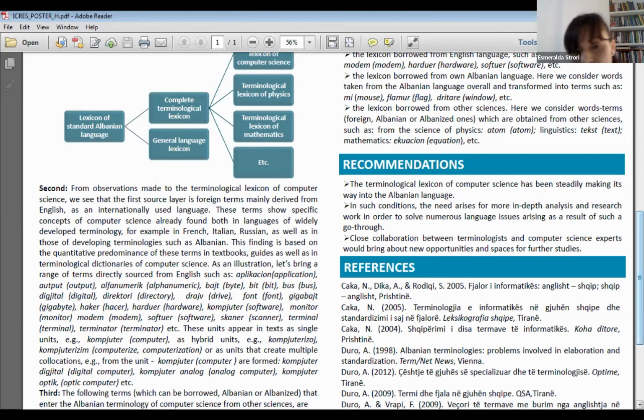the terms are both in Albanian and in English. Application is in Albanian, application is in English. Output, alphanumeric, byte, bit, directory, drive, font, hacker, etc. These units appear in texts as single units, for example computer, as hybrid units, for example computerized, computerization, or as units that create multiple collocations. For example, from computer, we formed digital computer or analog computer or optic computer.